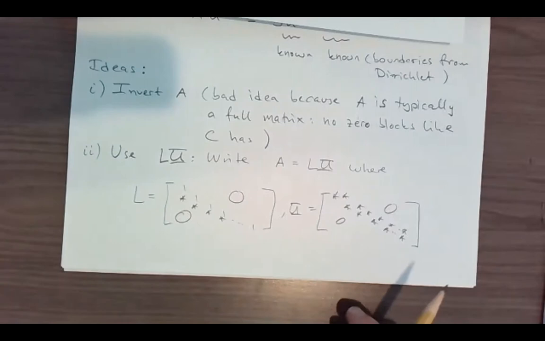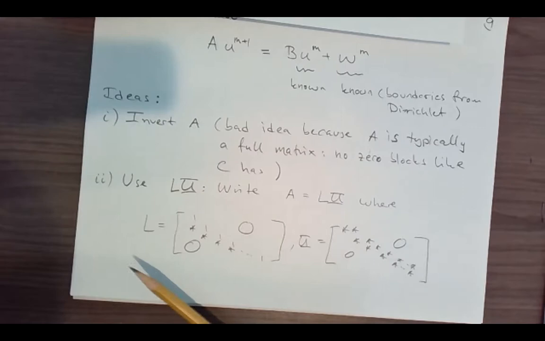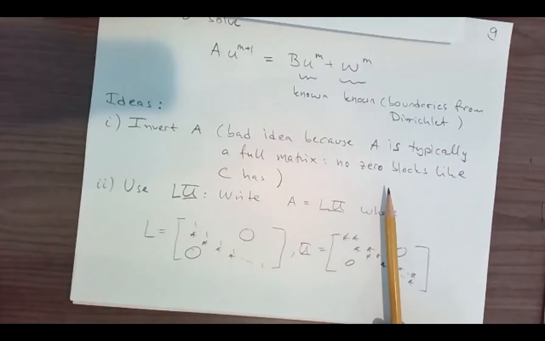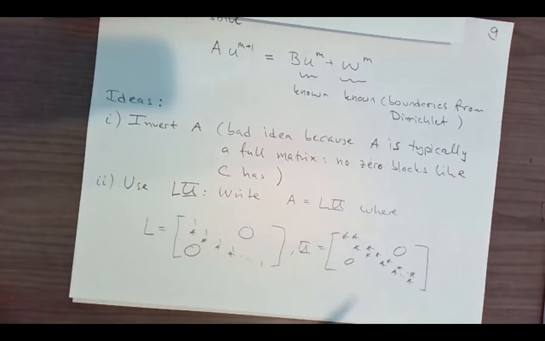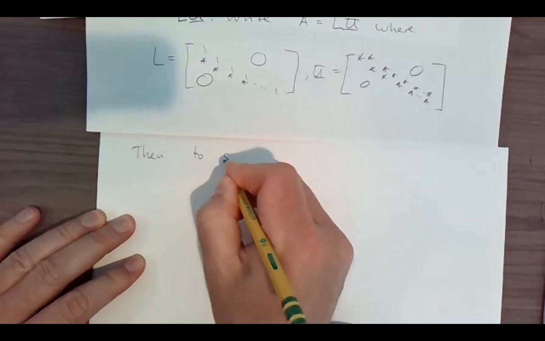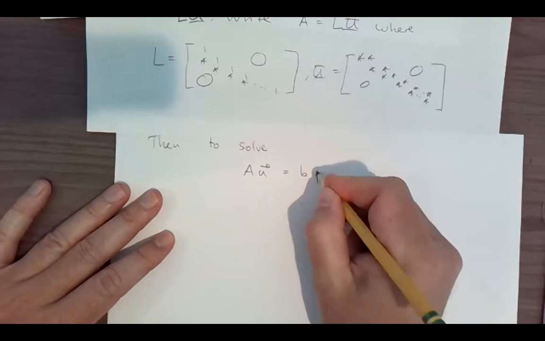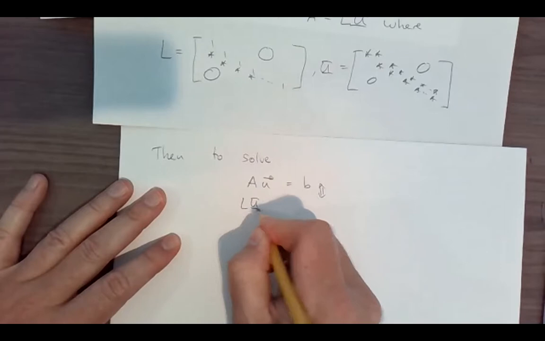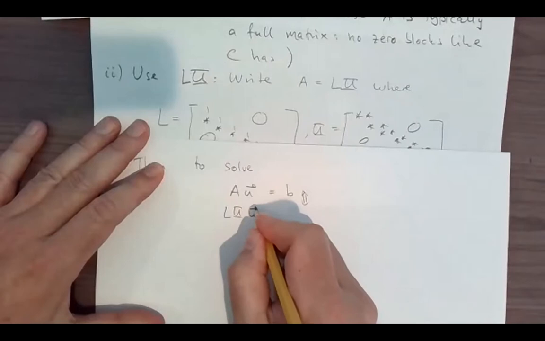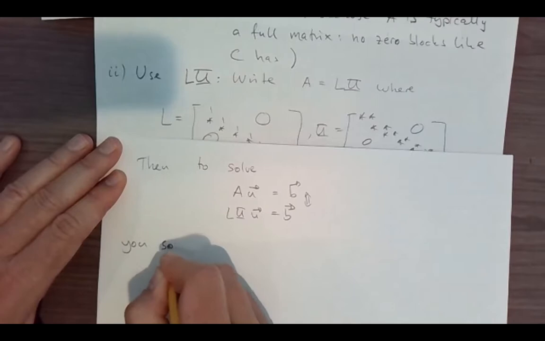So for this system, if you factor A into an LU factorization, L and U still have a very simple structure, not more complicated than A, because A has this tridiagonal structure with lots of blocks of zeros. Then the idea would be to solve the system A U equals some matrix B. This would be the same thing as writing L U, because that was the factorization: you write A as L times U times this U vector. So then to solve this system, you solve in two steps.